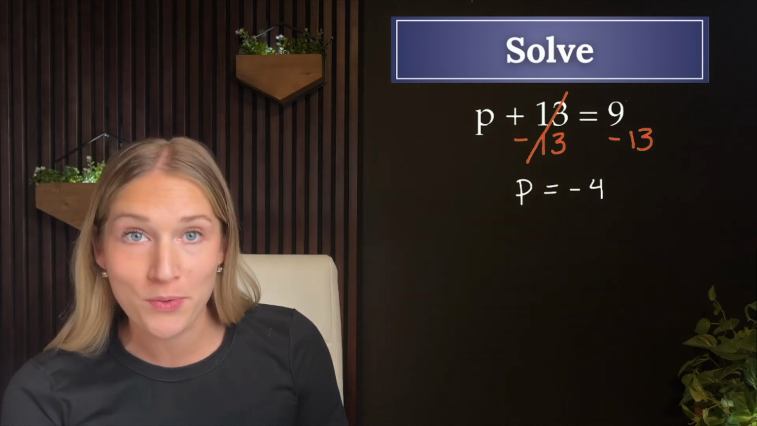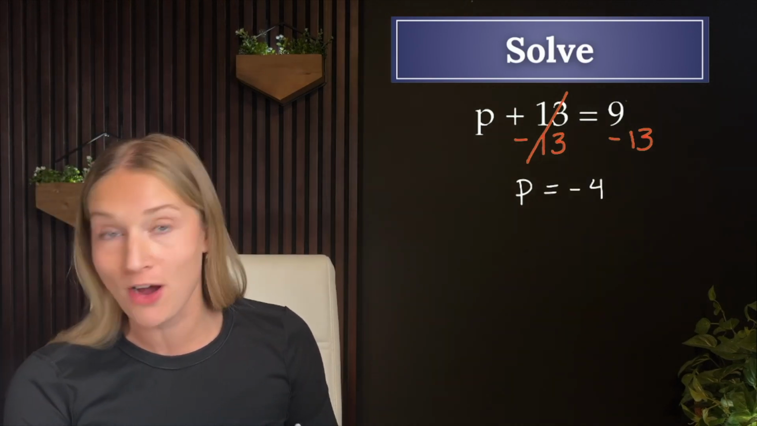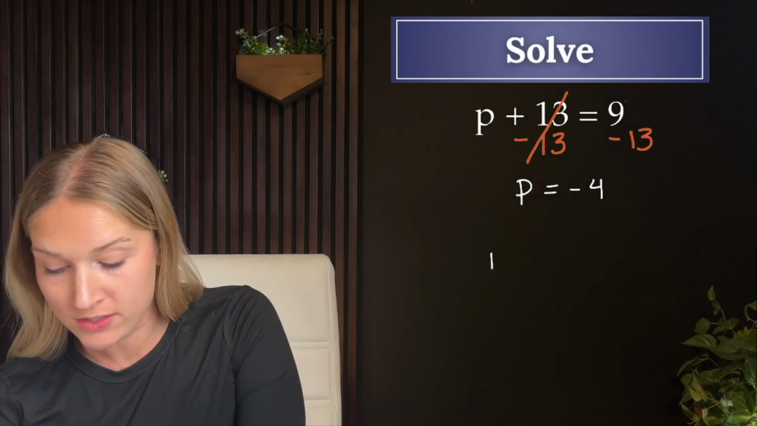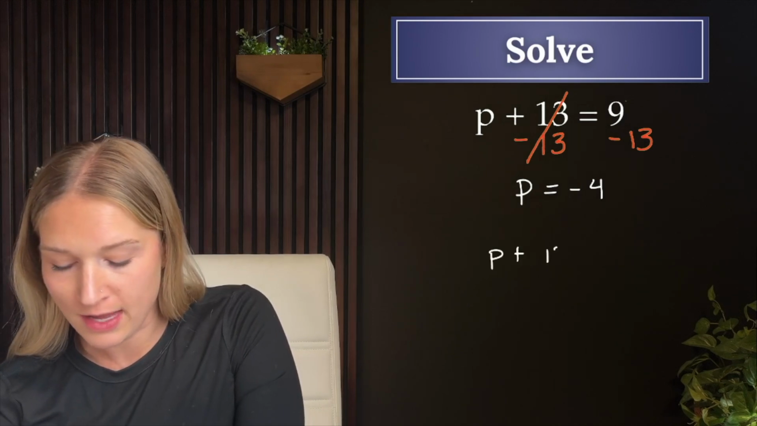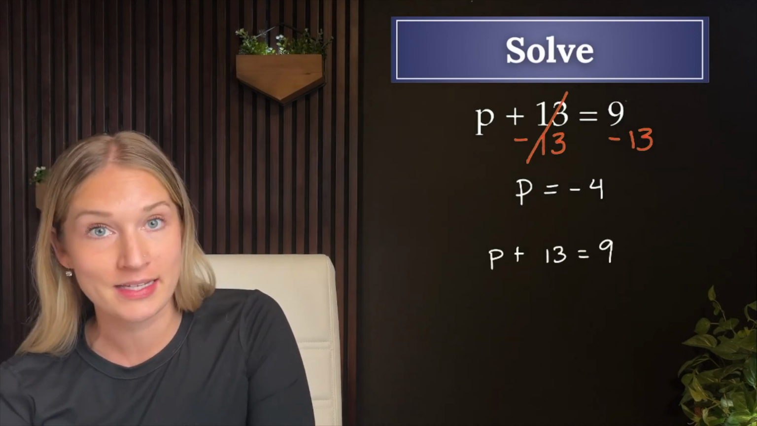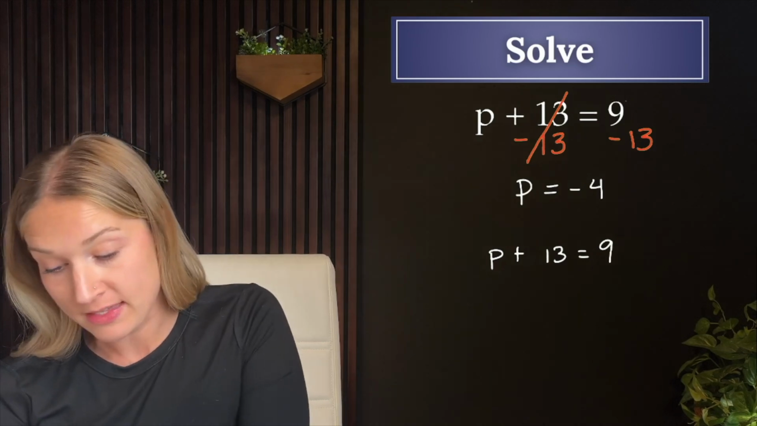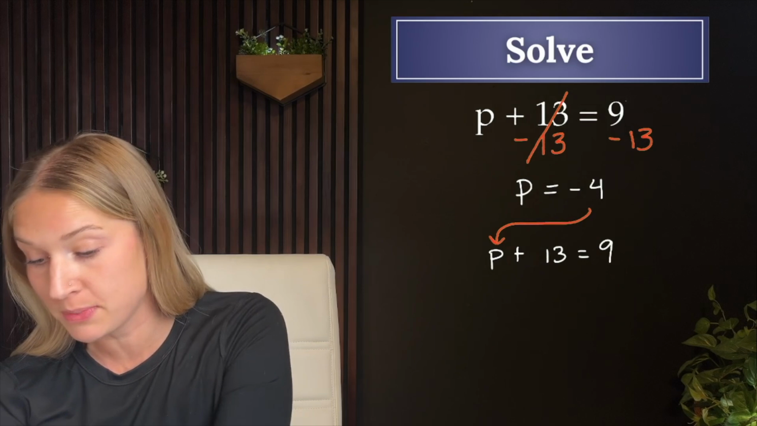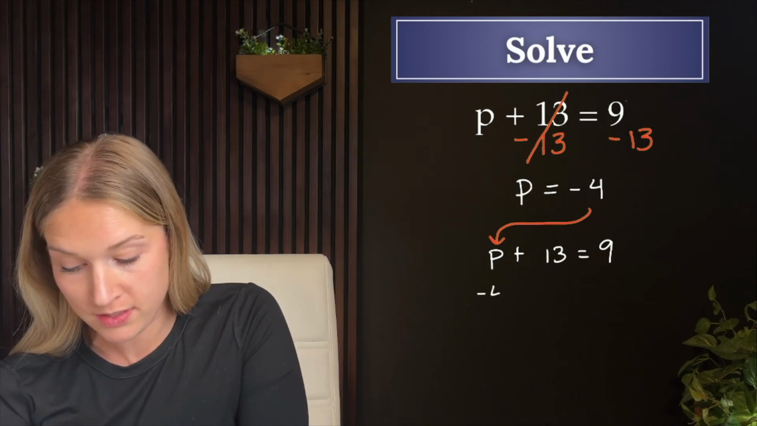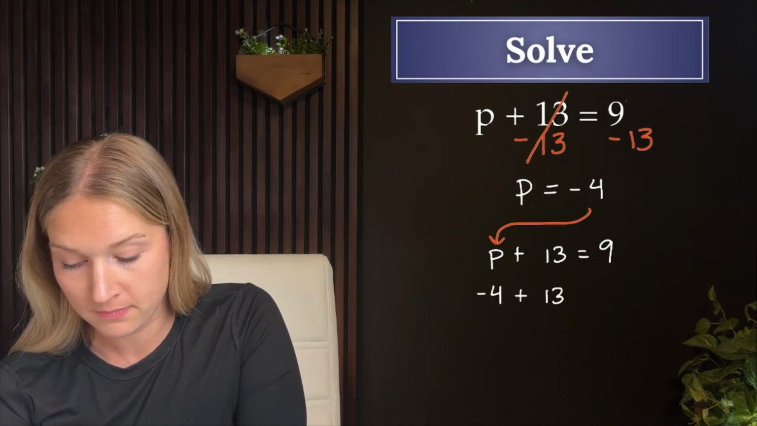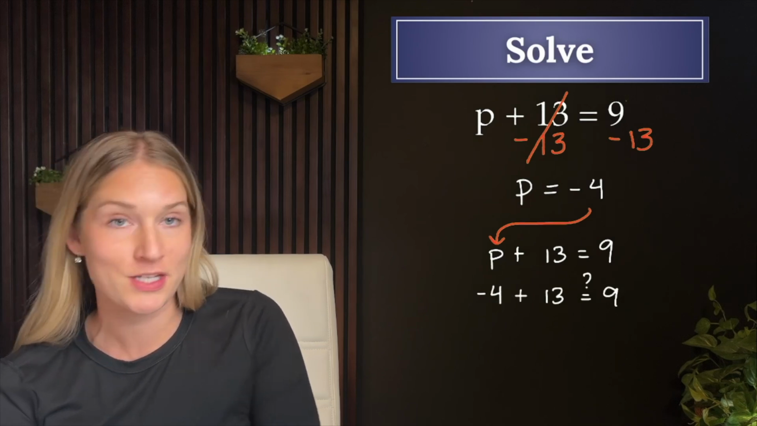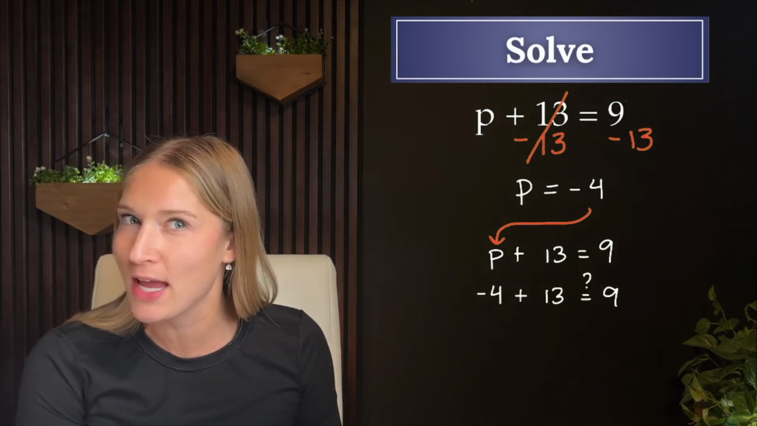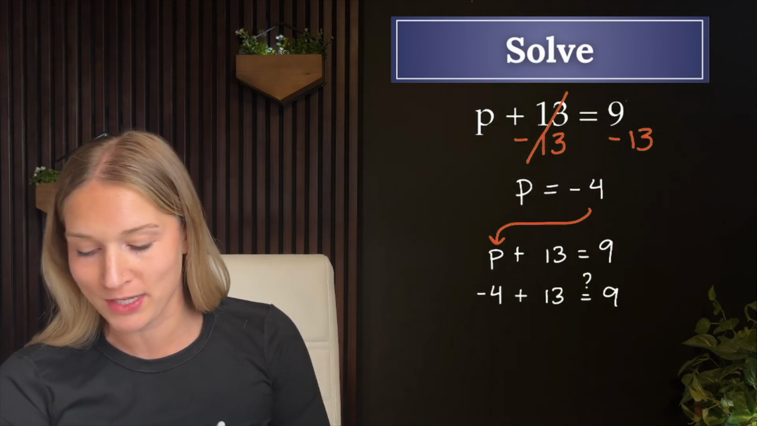Now, of course, we always want to check our answer to make sure that we are confident. So I'm going to go ahead and check. I was looking for a value of p that when I add 13, I get 9. I'm saying that that p value is negative 4. So now I'm just going to put the negative 4 in the p spot and make sure that we get what we were hoping. I'll put a little question mark because we're verifying. We're not totally sure yet, but hopefully everything's going to work out like we want.